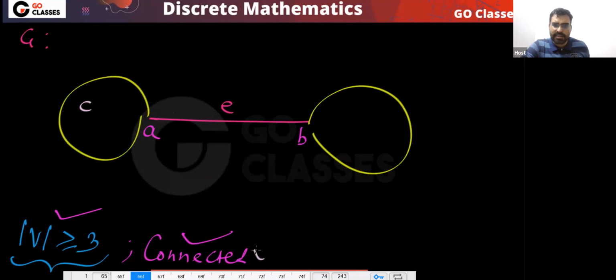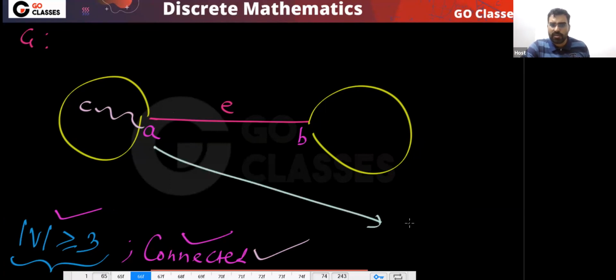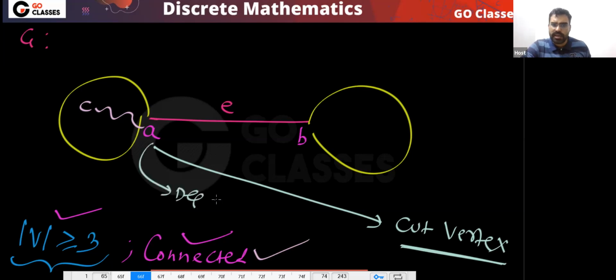And this graph is connected, which means there is a path. Now you can notice this A will be a cut vertex, because this A has degree greater than or equal to 2. So this A is a cut vertex.